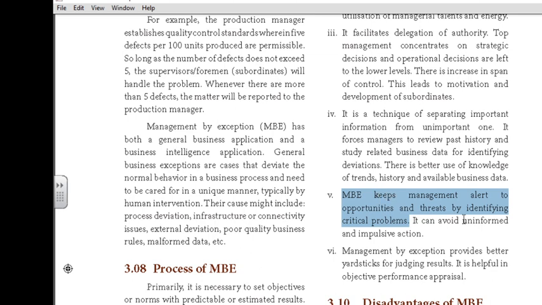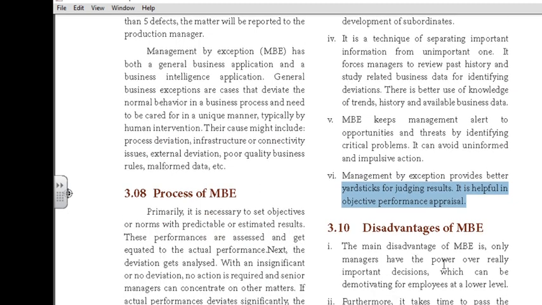So identifying the problem, solving it and creating the business solution is a good step. So it can avoid non-uniform and impulsive actions. Exceptions provide a better yardstick for judging the result and help with objective performance appraisal. நம்ம தவறு என்னன்னு கண்டுபிடிச்சிட்டோம்னா அடுத்த தடவை நம்ம அதை திருத்திக்கிட்டு we can move towards the business. So these are the advantages of MBE.